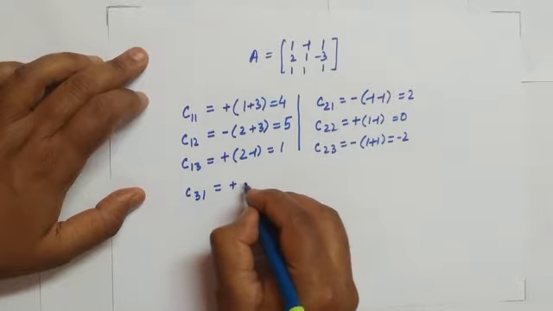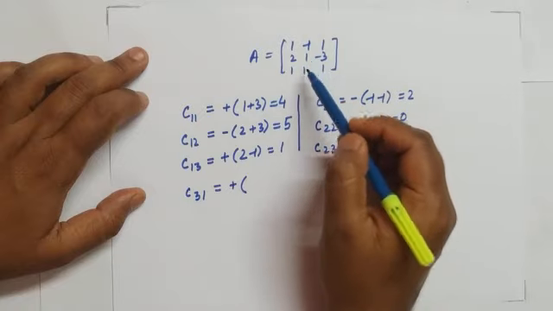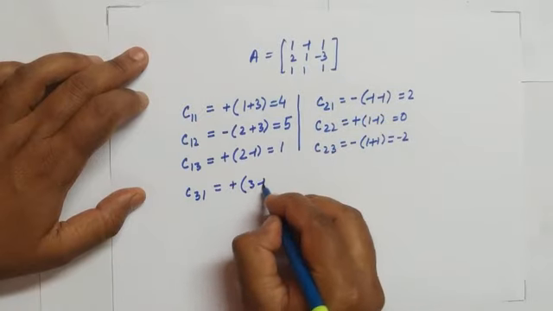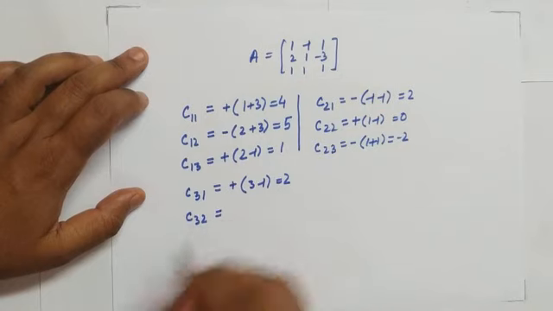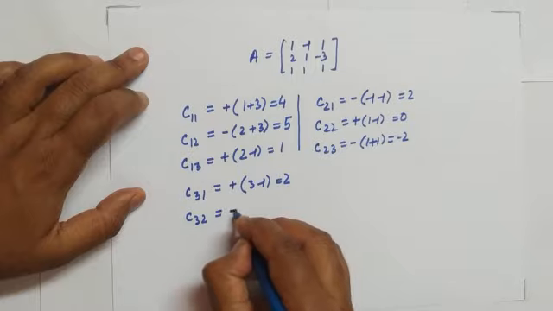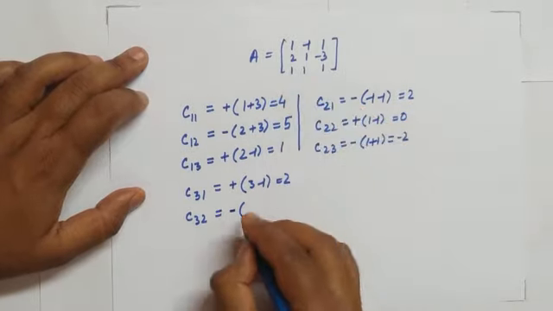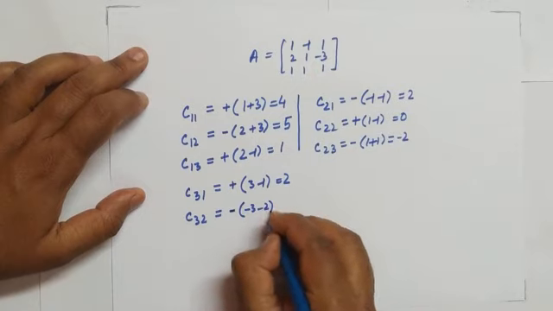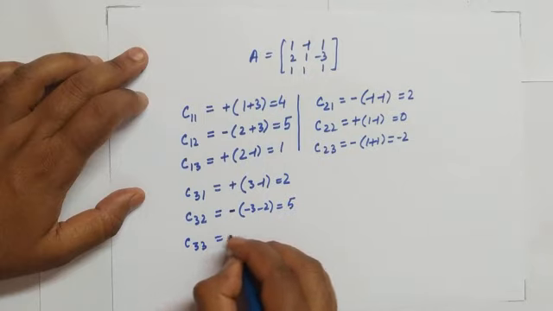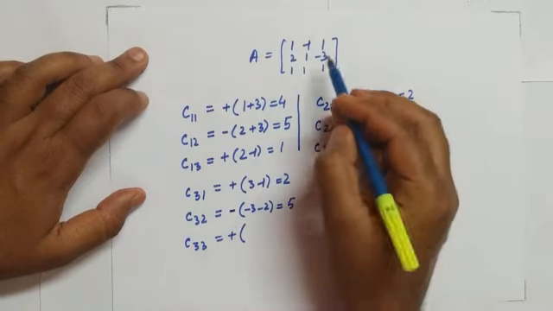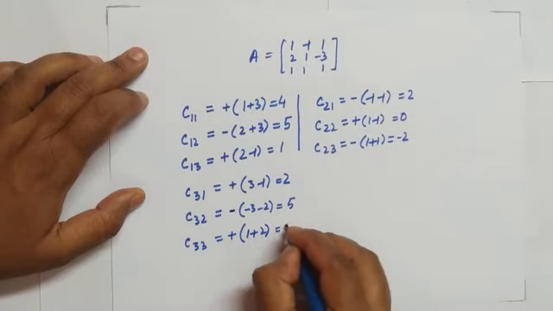Now C31 is equal to plus, third row and first column, means 3 minus 1, that is equal to 2. C32 is equal to minus sign, third row and second column, minus 3 minus 2, is equal to 5, and C33 is equal to plus sign and 1 plus 2, that is equal to 3.